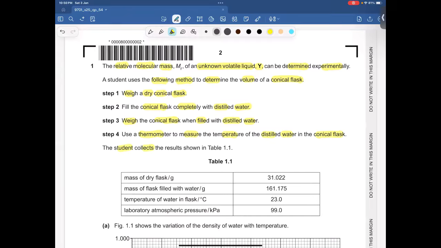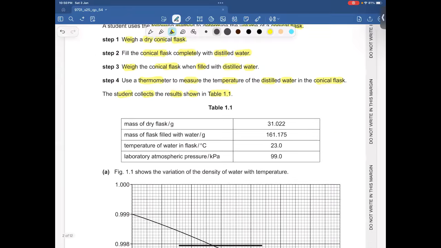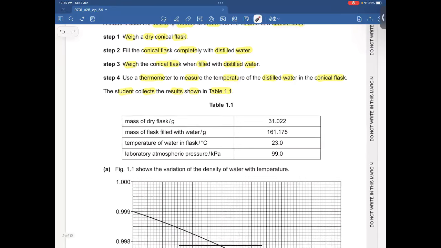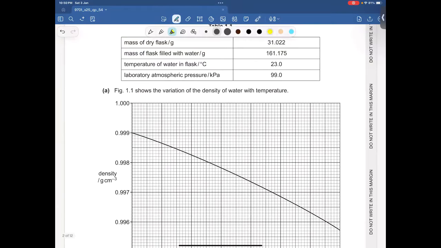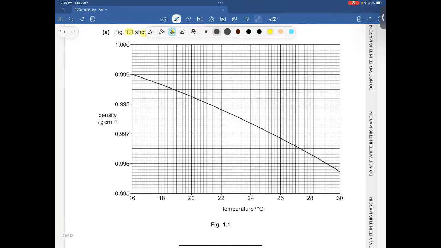The student collects the results shown in Table 1.1. Mass of dry flask, mass of flask plus distilled water. When you subtract these two values, you will get the mass of water. Then the temperature of the water in the flask, and the laboratory atmospheric pressure in kilopascals, which is 99. Part 1. Figure 1.1 shows the variation of the density of water with temperature. So this sketch is already given in the question.